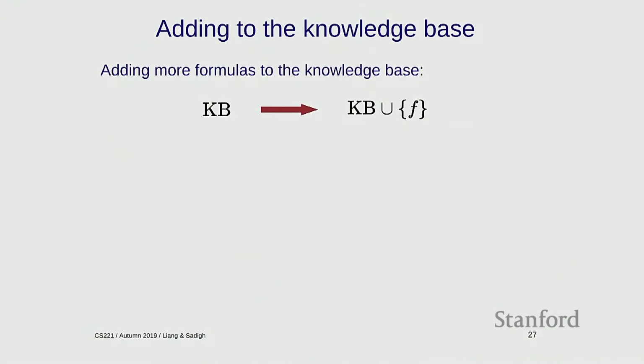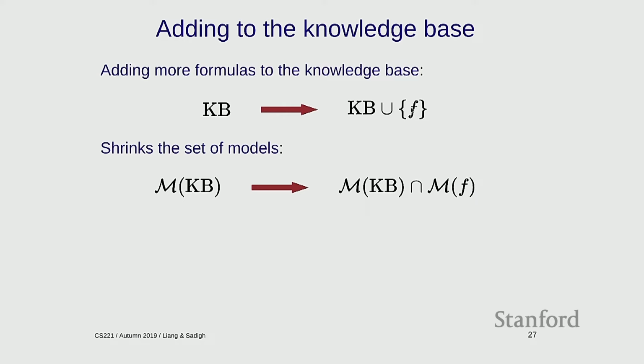All right, as I've alluded to earlier, a knowledge base is this thing you have in your head. And as you go through life, you're going to add more formulas to your knowledge base. You're going to learn more things. So your knowledge base just gets a union with whatever formula you have. And over time, the set of models is going to shrink because you're just taking an intersection. And one question is, how much is this shrinking?